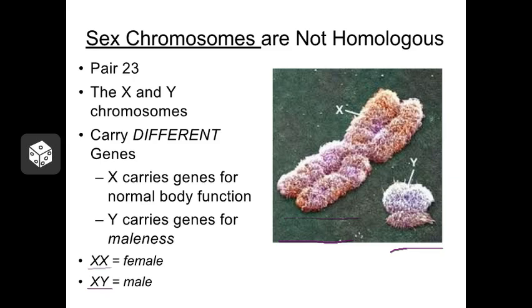Now look how different those two chromosomes are from one another. The X chromosome is gigantic. It carries over 1,000 genes, and these genes are necessary for all individuals to have normal body functioning. Everybody's got at least one X chromosome. Females have two. Look at the little Y chromosome. It only carries about 78 or 80 genes, and all of these genes have to do with making the body male. So these two chromosomes are not homologous to one another if you're a male because they differ in their size, their shape, and in the genes that they carry.